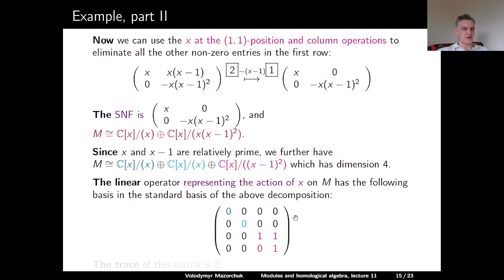Taking the direct sum of these three matrices, we get the matrix 0, 0, 0, 0, 0, 0, 0, 0, 0, 1, 1, 0, 0, 0, 1, which represents the action of x on our module in the standard basis. And of course, the trace of this matrix is 2. And this completes the solution.